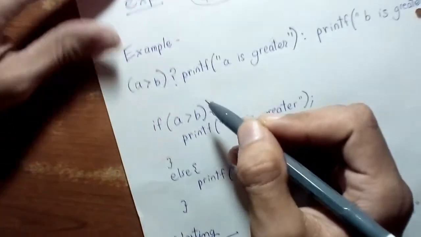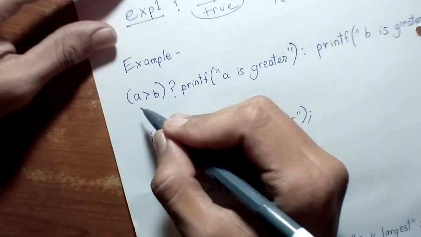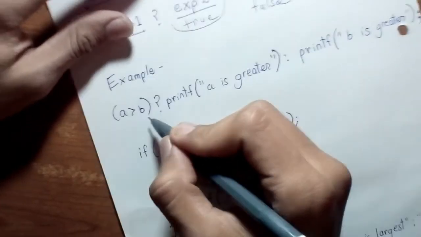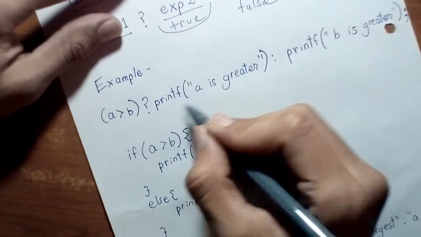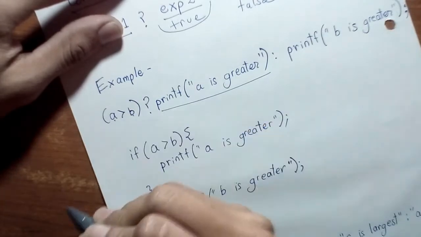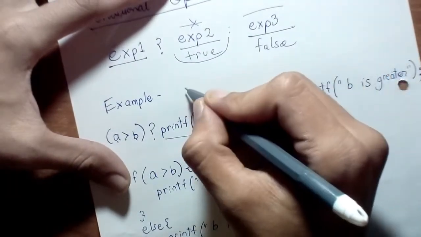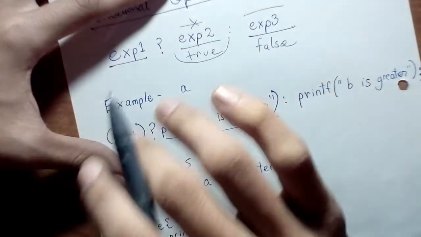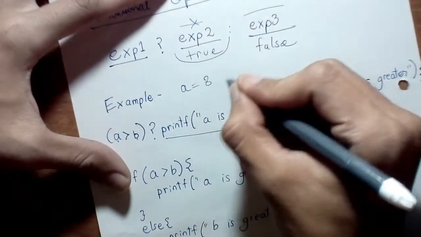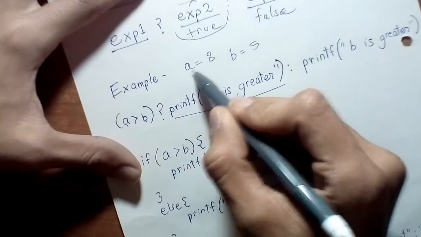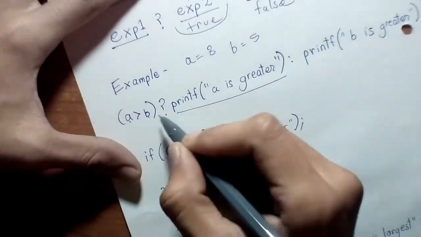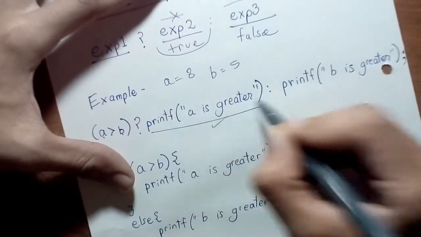Now let's take an example. Here we have two variables a and b. If a is greater than b, then printf a is greater. We will show that a is greater if a is greater than b. Usually in a program the user will provide values, such as enter a, and we will print a message. Suppose a is 8 and b is 5. If 8 is greater than 5, yes, it is true in this case, so this will be printed.